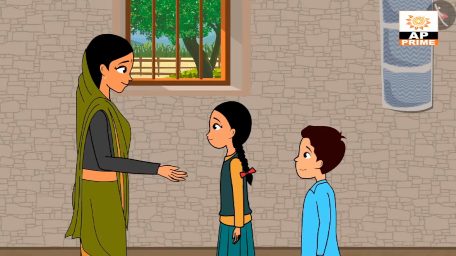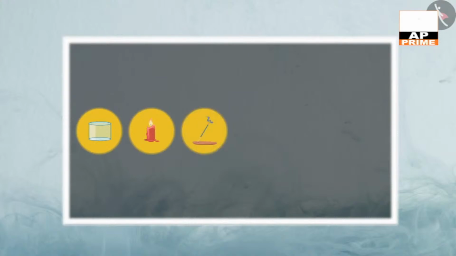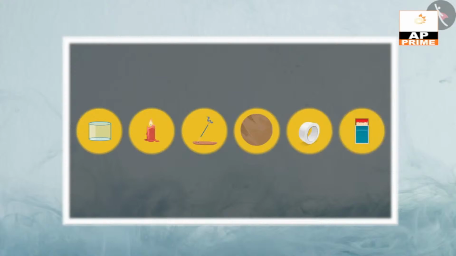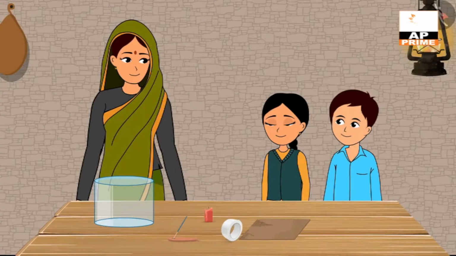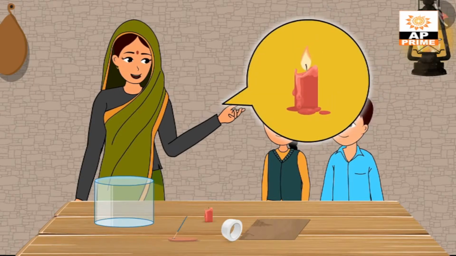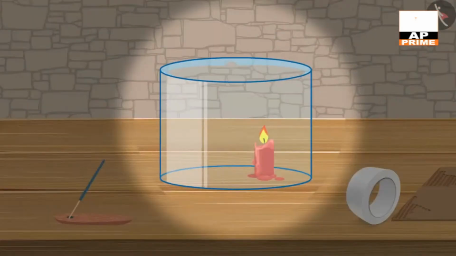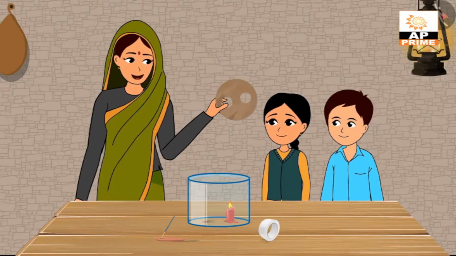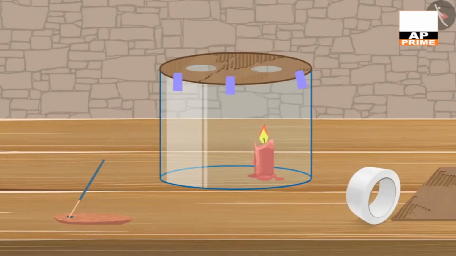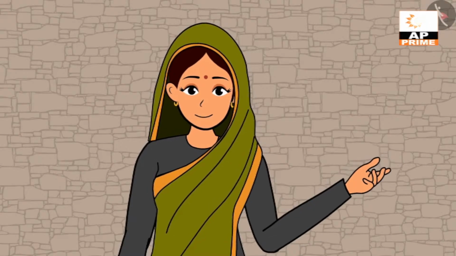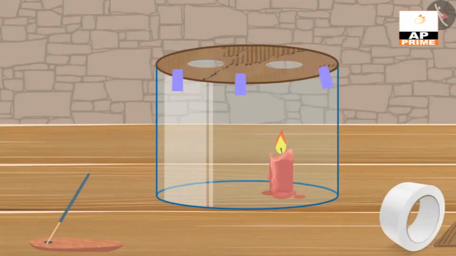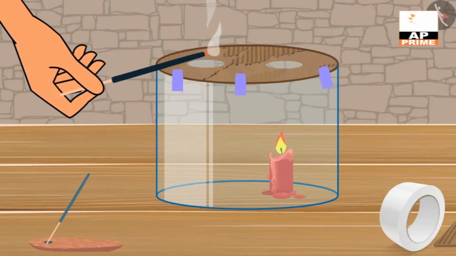Shall we do an experiment? We will need these materials: a broad cylindrical glass tube, one candle, one incense stick, one round cardboard with 2 holes, tape, and a matchbox. Come, let us light the candle and place this broad glass tube over it. Now cover the glass tube with the cardboard and secure it with the tape. Remember to place the cardboard in such a way that one hole is right on top of the flame of the candle. Now light the incense and place it over the other hole. Now let us wait and watch what happens.